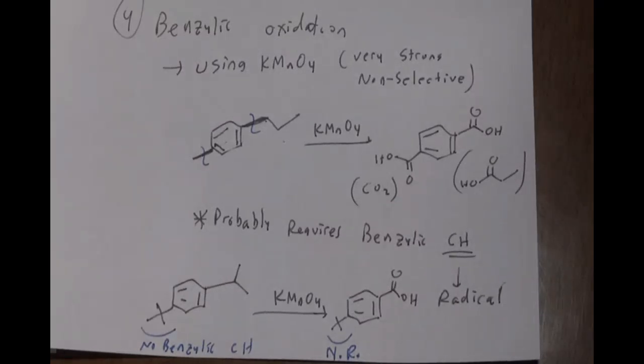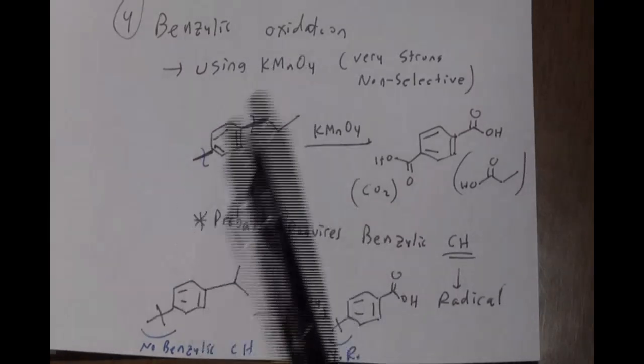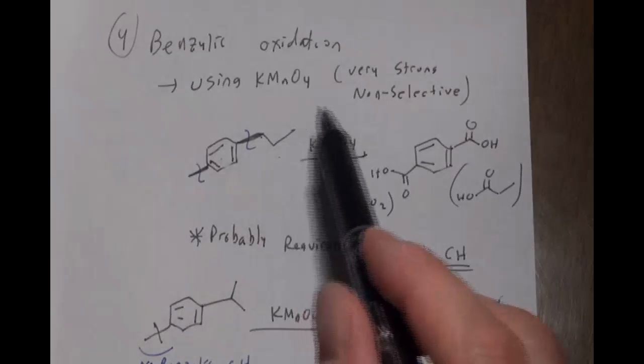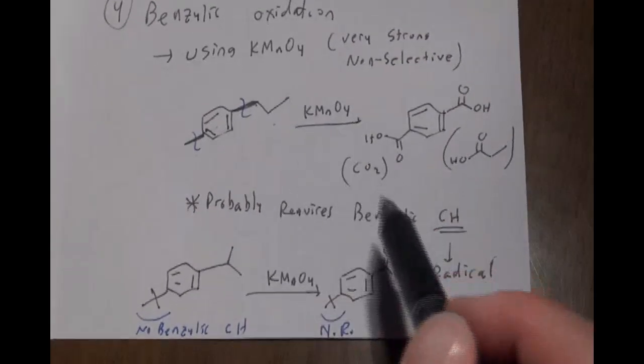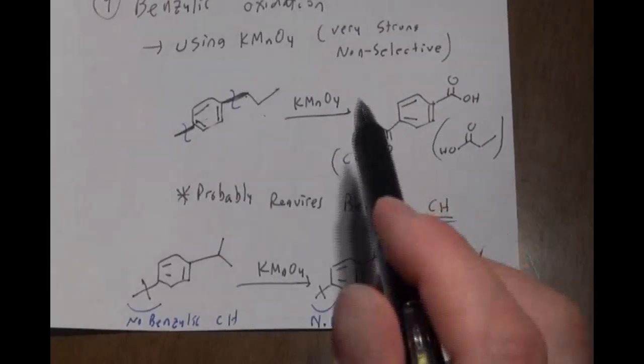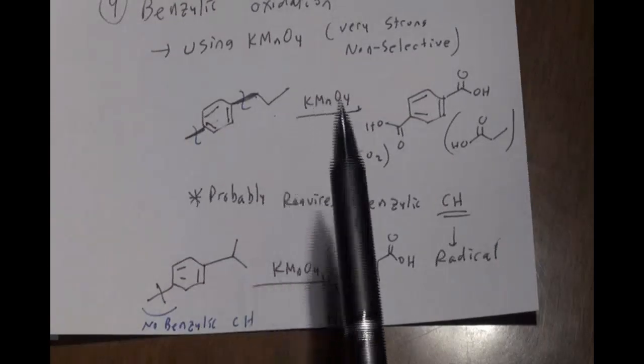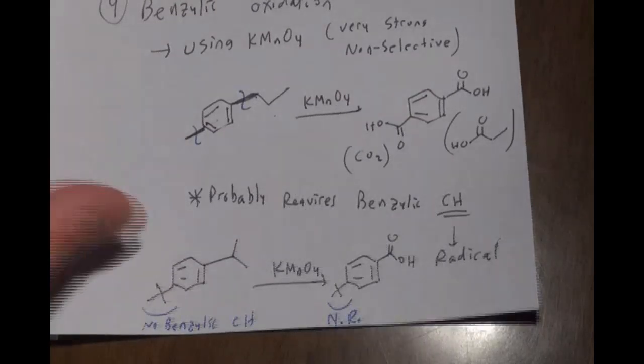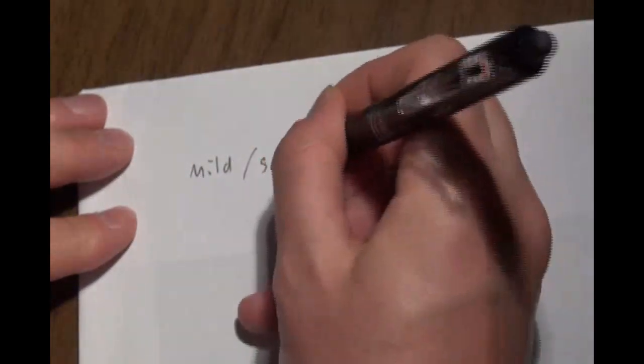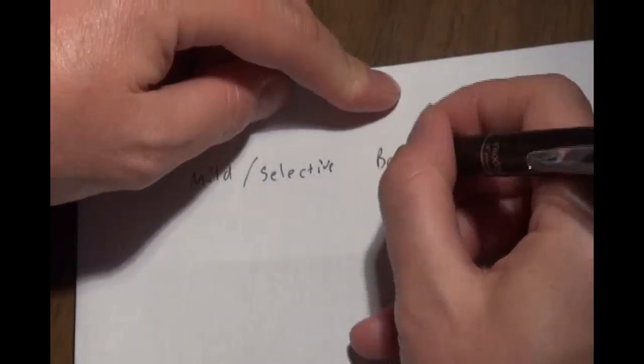Okay, so now we're going to show a case of, rather than an insanely non-selective benzylic oxidation, which makes carboxylic acids, a selective benzylic oxidation that is more well-behaved. So we can also do a mild, selective benzylic oxidation.